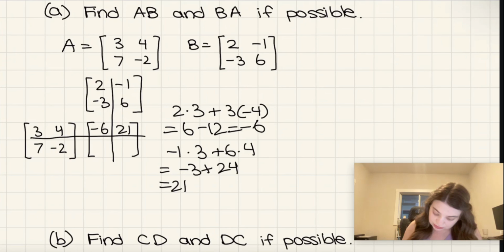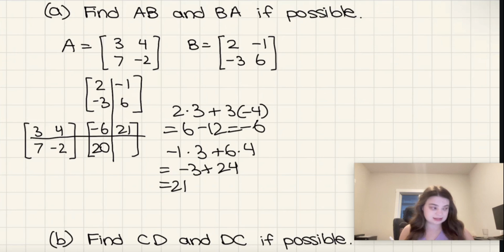Okay, now let's do the same thing for the bottom left one. That's going to be 2 times 7, which is 14, plus negative 2 times negative 3, which is 6. So 14 plus 6 is 20. And then for the last one, negative 1 times 7 is negative 7, and negative 2 times 6 is negative 12. So we're going to get negative 7 plus negative 12, and that's going to be negative 19. So the answer here is negative 19.